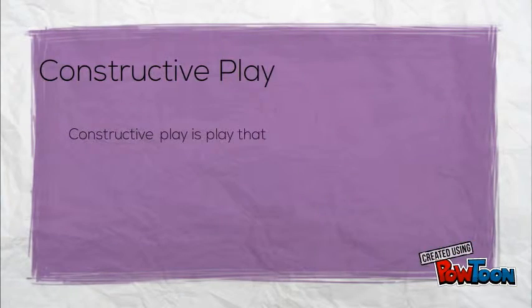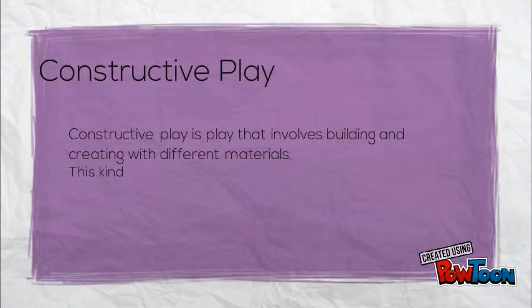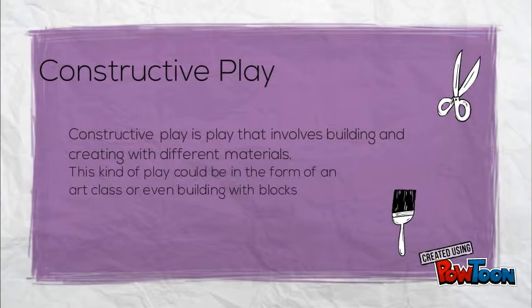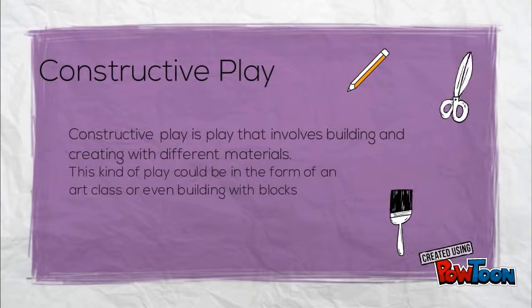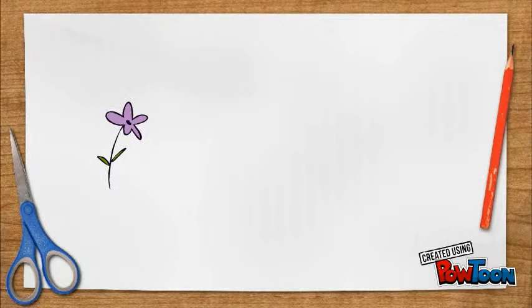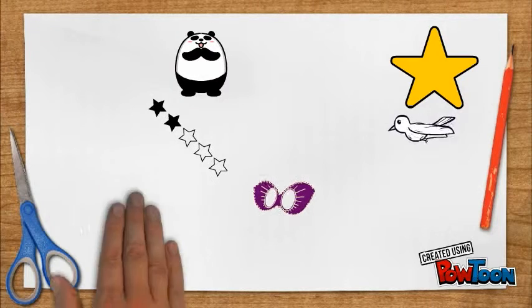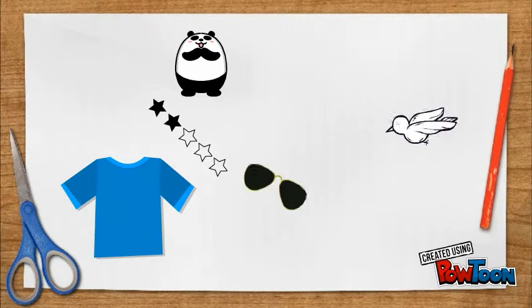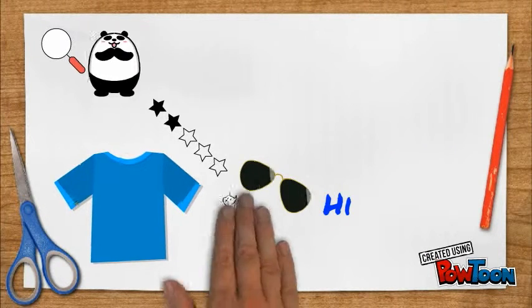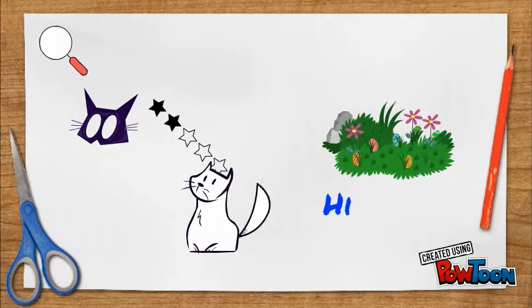Remember art class? Well, art class is a type of constructive play that involves creating and building with different types of materials. Not only does constructive play allow children to learn the basics of building and stacking, but it also gives them the opportunity to explore new possibilities through self-exploration.